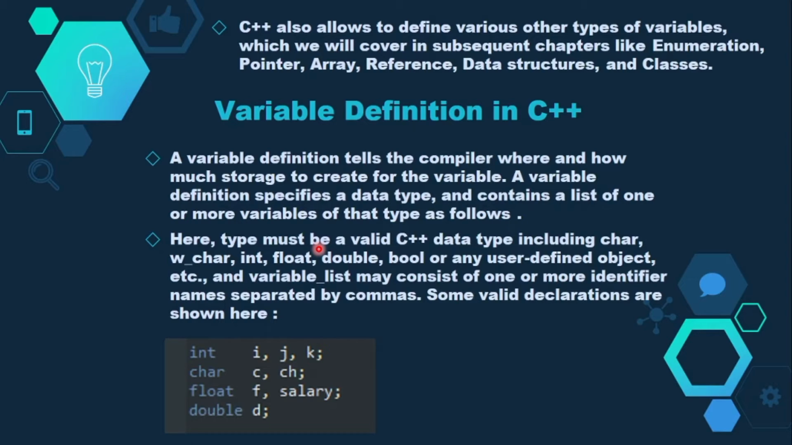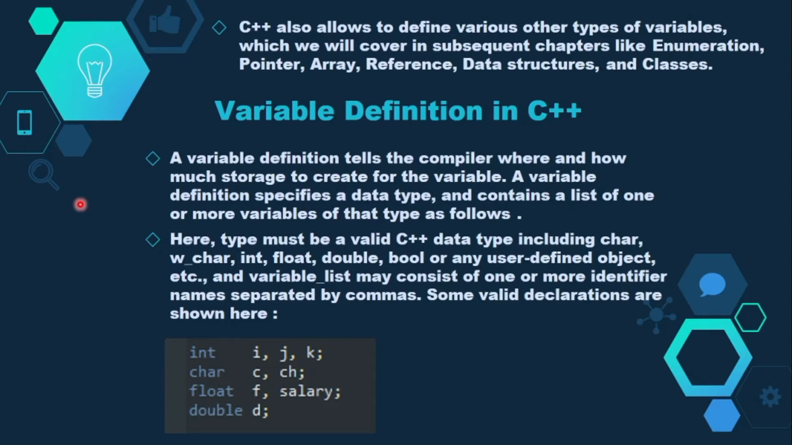Variable definitions in C++. A variable definition tells the compiler where and how much storage to create for the variable. A variable definition specifies a data type and contains a list of one or more variables of that type as follows.